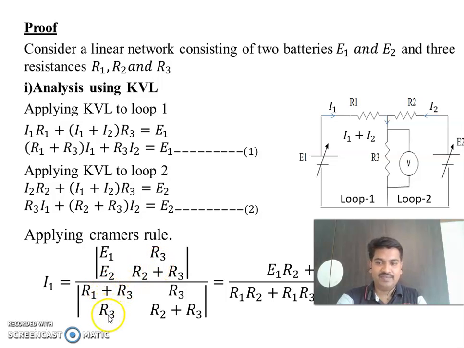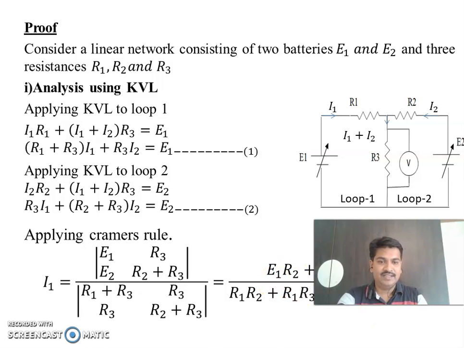In the denominator, the first column would be the coefficients of I1 and the second column will be the coefficients of I2. This is what Cramer's rule is. If I want I1, in the numerator second column I have to write the coefficients of I2. Now I'll simplify this. E1 into (R2 plus R3) minus E2 into R3 comes in the numerator. And in the denominator, (R1 plus R3) into (R2 plus R3) minus R3.